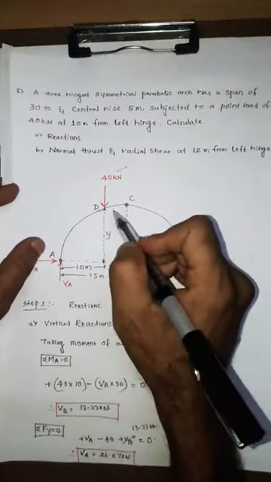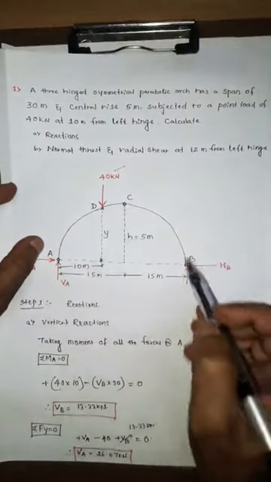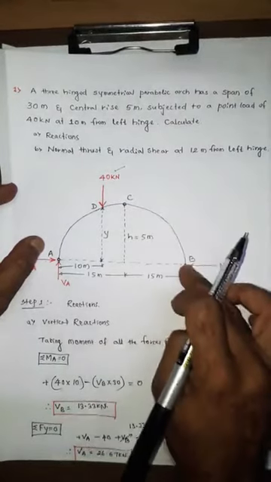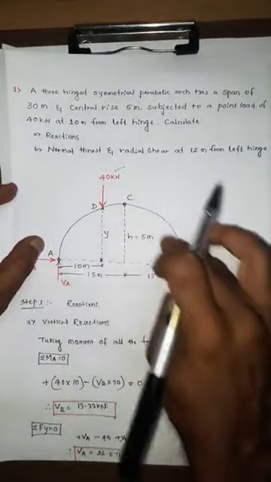Horizontal reactions HA and HB. Now, for finding the horizontal reactions HA and HB, you can consider only half portion of the arch. So there are two portions. Either you can consider the arch portion AC or the portion BC. Let us consider portion BC because there is no load here, so it will be easy to calculate the reaction.